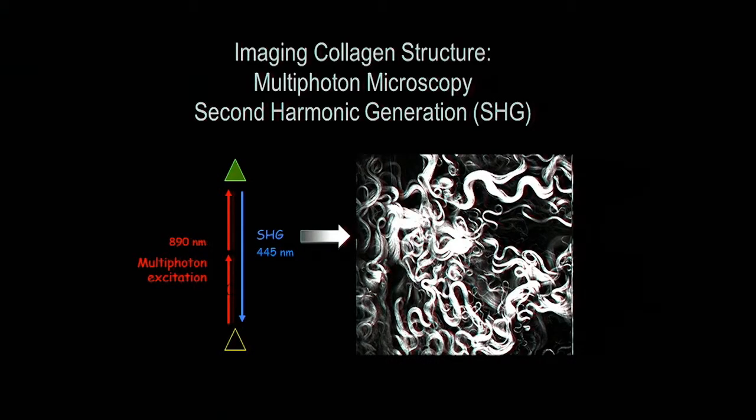So I'm going to back up really briefly. We're using an imaging method that is worth mentioning. It's called second harmonic generation in multiphoton microscopy. It's based on the physics of light and collagen.